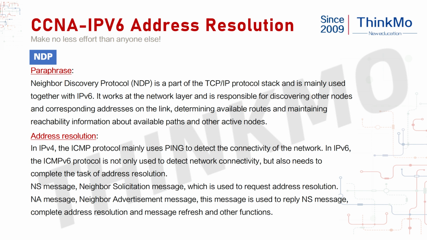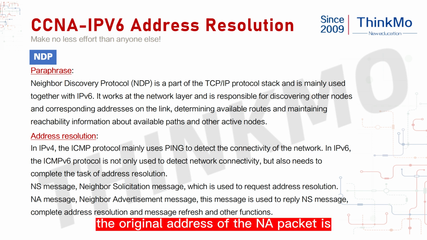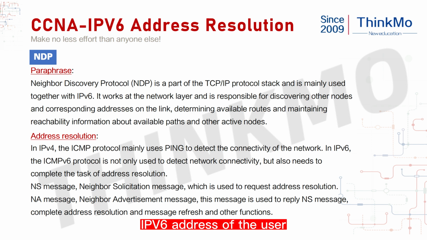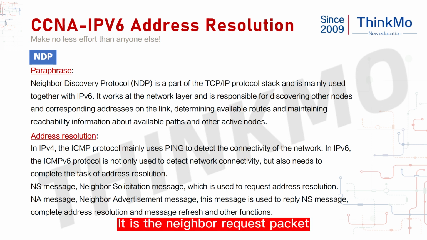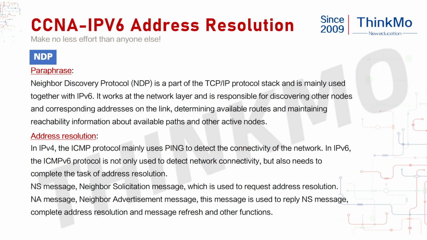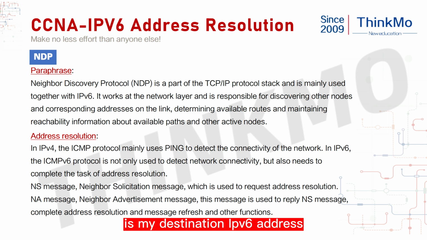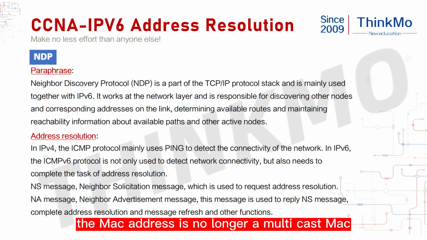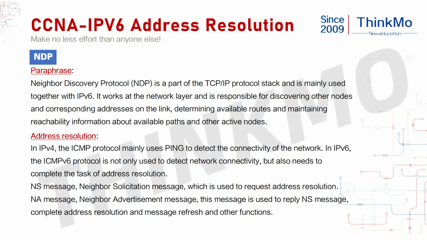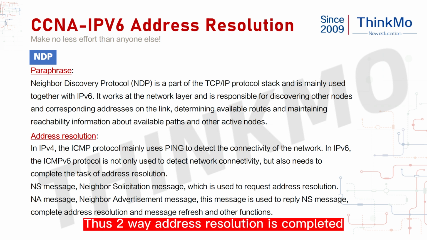PC2 received the message. At this time, it needs to reply with an NA packet. The source address of the NA packet is its own IPv6 address. This reply is a unicast reply. PC1 sent the NS packet, the neighbor solicitation packet, with its own source IPv6 address and its own source MAC. So the returned NA packet, which is the reply to the neighbor solicitation, has its own IPv6 address as the source address, and the destination address is PC1's IPv6 address. The source MAC address is its own interface MAC address, and the destination MAC address is no longer a multicast MAC. It is the MAC address of PC1. It is unicast behavior. Thus, two-way address resolution is completed.